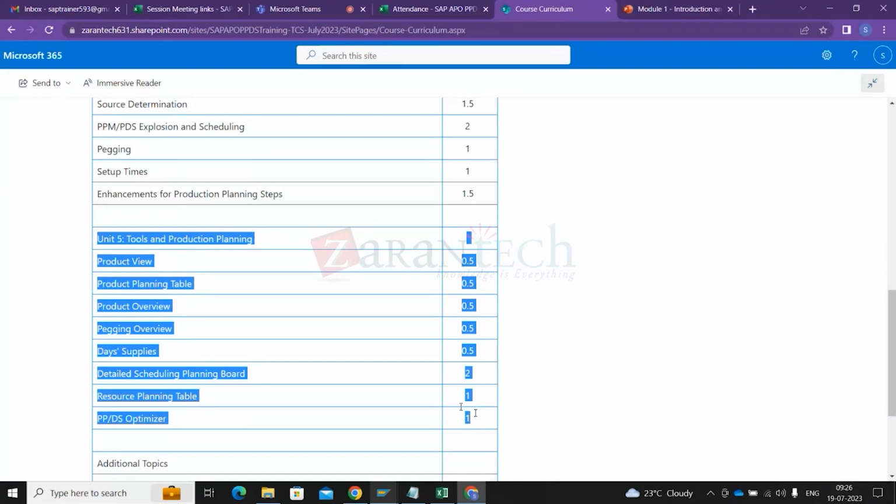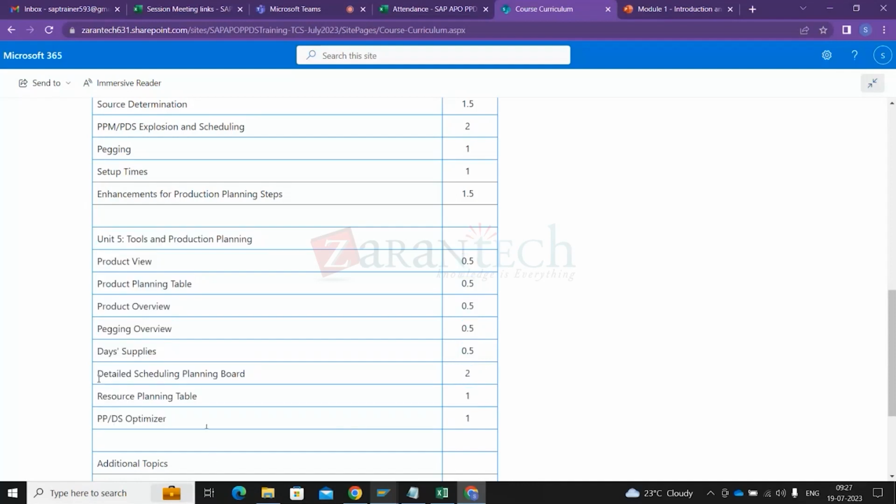SAP out of the box brings up some of the tools and reports that are coming from PPDS. Okay, so the most important tool most of you must have seen is the detailed scheduling planning board, where the shop floor guys are actually doing detailed scheduling. Similarly there are the product planning table, resource planning table, and so on. So we don't have to create some reports on our own. It's a short term thing, right? PPDS is always going around a 2 weeks, 3 weeks, or 4 weeks horizon.